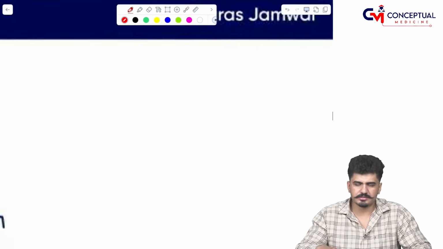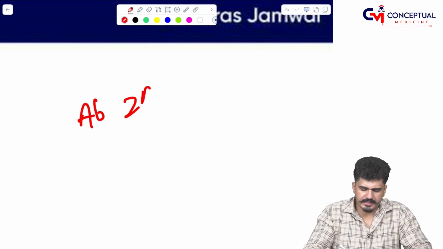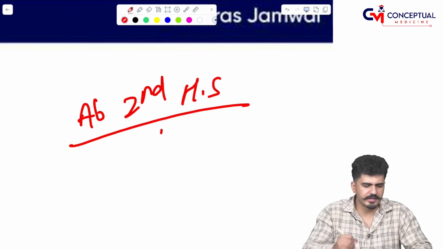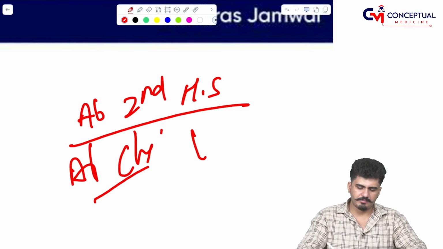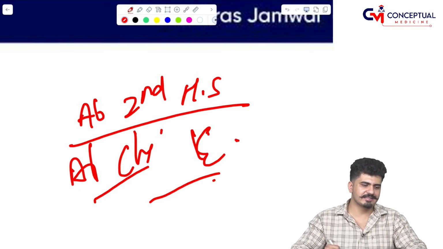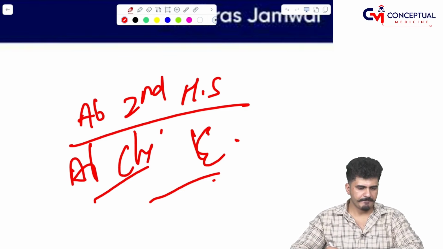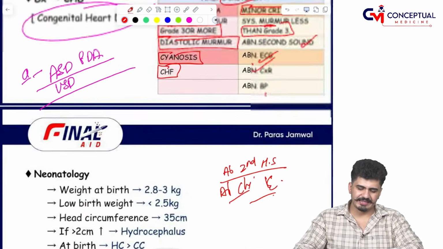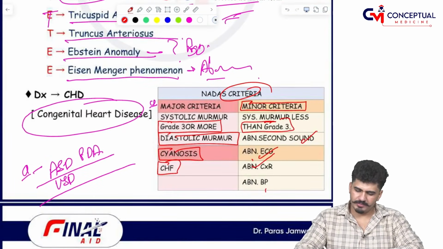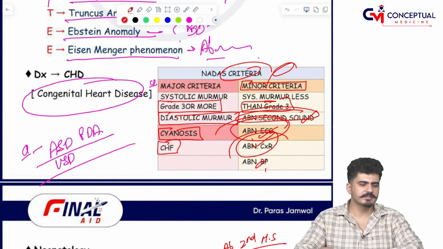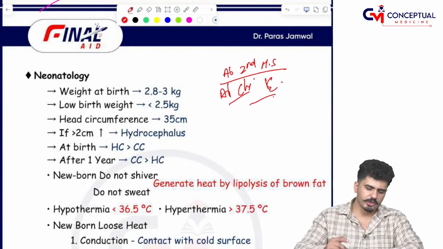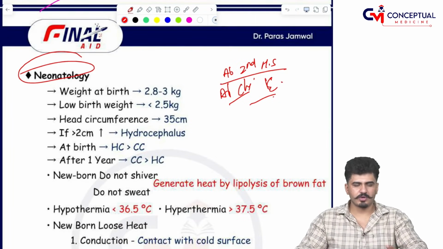Now my question is, sir, is abnormal second heart sound a major criterion or a minor criterion? Abnormal chest X-ray, abnormal ECG, second heart sound, systolic murmur grade 3 से कम, these are part of NADA's minor criteria. अभी तो पढ़ाया तुम्हें. Abnormal second heart sound, ECG, X-ray, these are minor criteria. NADA's minor criteria. Now neonatology is the next topic we are going to talk about.